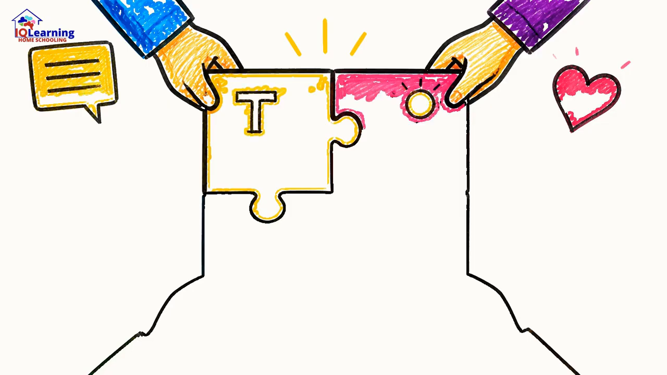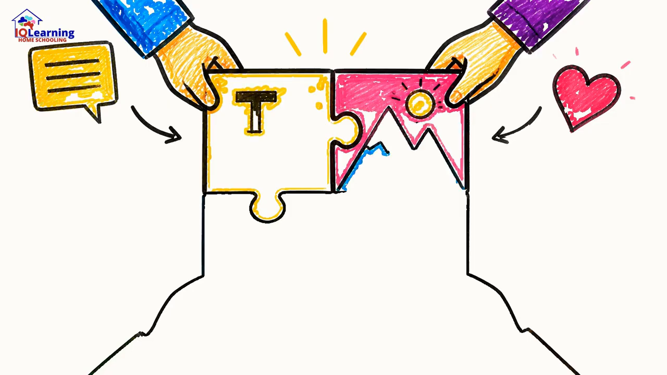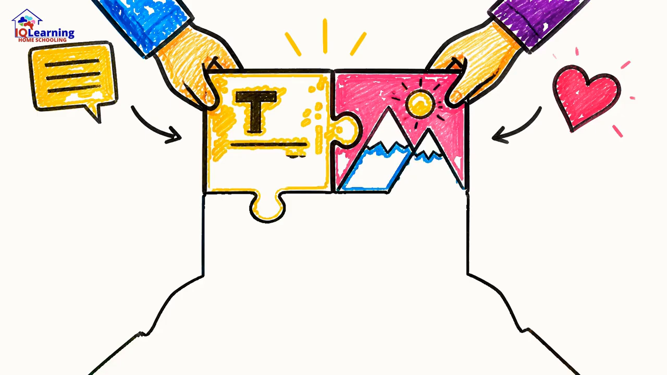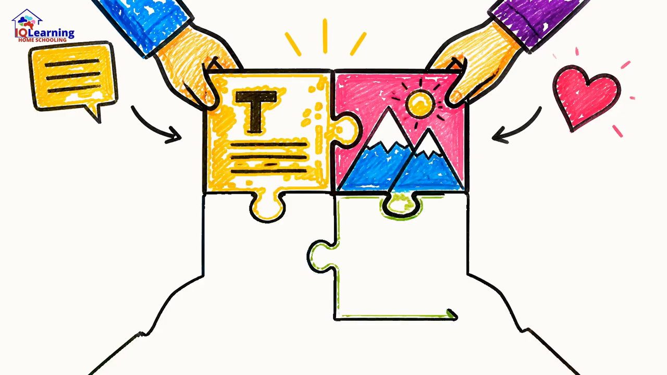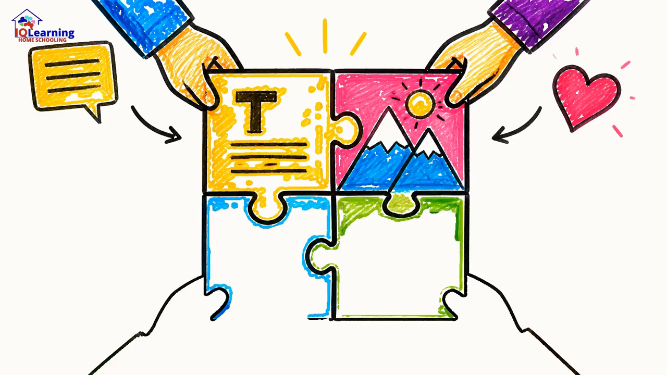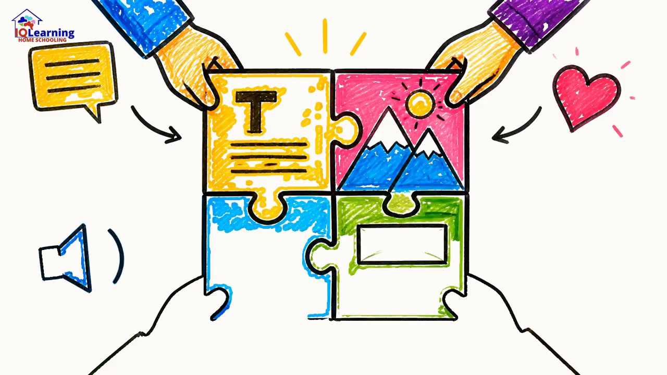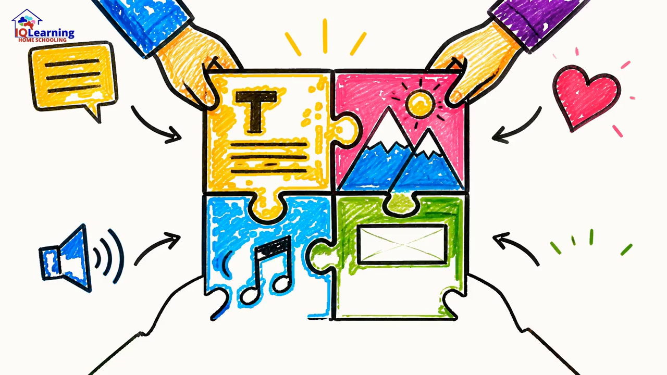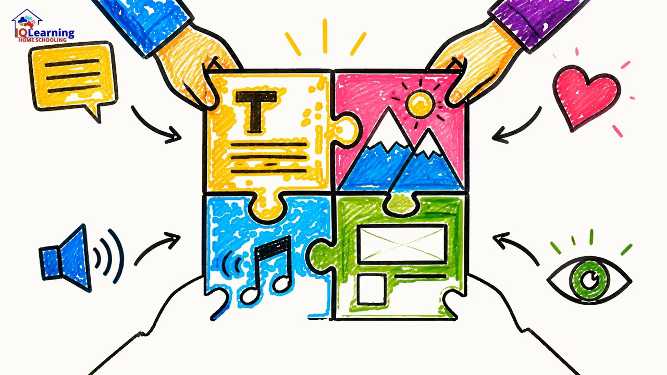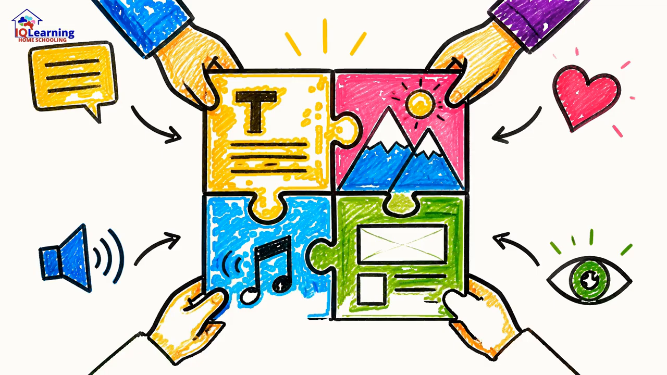Think of it like a team. The text is great for explaining complex ideas, but it can be dry, so an image steps in to provide immediate emotional impact. Sound creates a mood with music or a specific tone of voice, and the layout acts as the director, using visual hierarchy to tell your eyes what's most important.